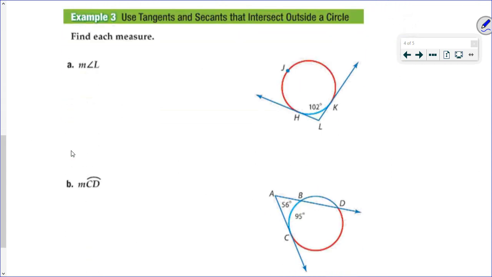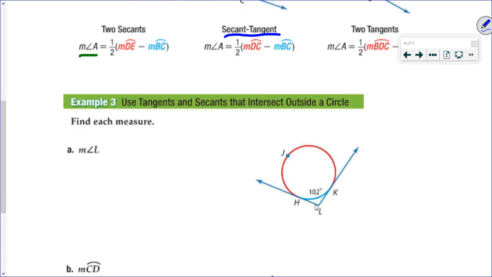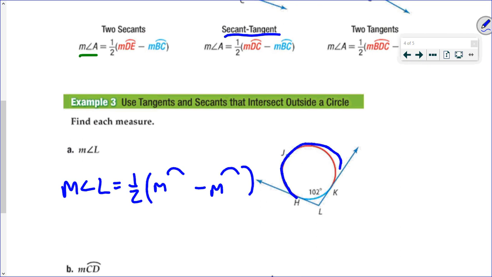So find each measure. Find the measure of angle L. This is the two tangents case. These rays are tangent to the circle. So the measure of angle L is 1/2 the difference of the intercepted arcs. So what are the intercepted arcs here? The larger of the two would be HJK, and the smaller arc would be just HK. All right, and we want to find the difference of those two.